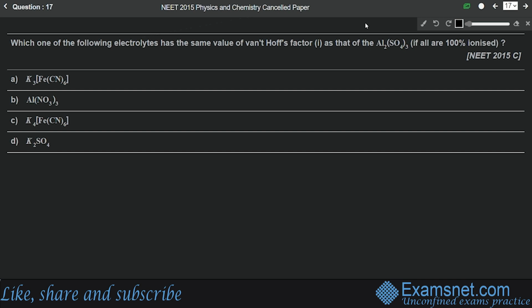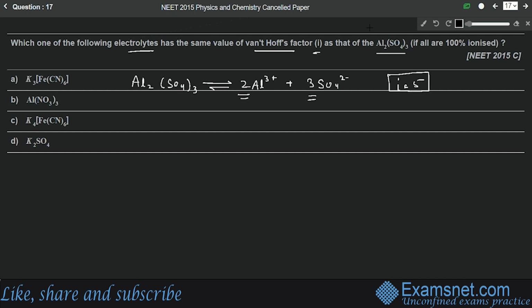Question number 17 is from the chapter Solutions, and the question is, which one of the following electrolytes has the same value of Van 't Hoff factor i as that of Al2SO4 if all are 100% ionized, okay? So we have Al2SO4, it will dissociate into 2 Al3+ ions and 3 SO4 2- ions, right? So what is the total number of ions here? 2 Al3+ and 3 SO4 2-. So total number of ions is 5. So in this case, Van 't Hoff factor is equal to 5.